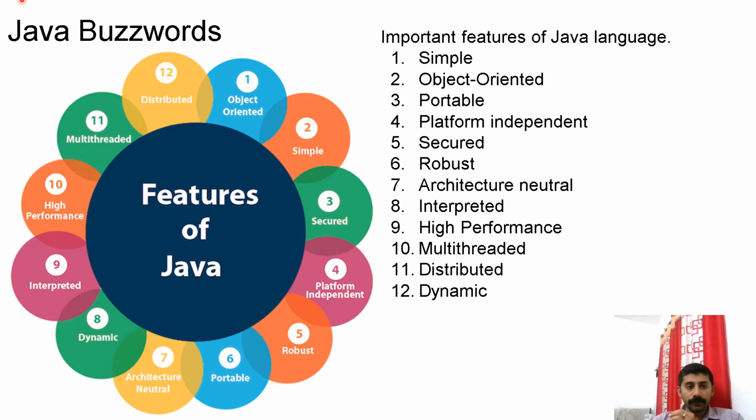So these are the major features of Java applets. Now we are coming to the Java buzzwords, which are nothing but the features of Java programming. Important features of the Java language: simplicity, object-oriented, portable, platform-independent, secure, robust, architecture-neutral, interpreted, high-performance, multi-threaded, distributed, and dynamic. Let's see each of them in detail.